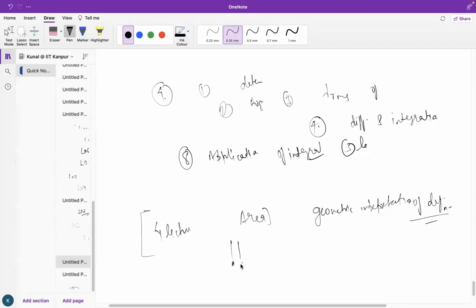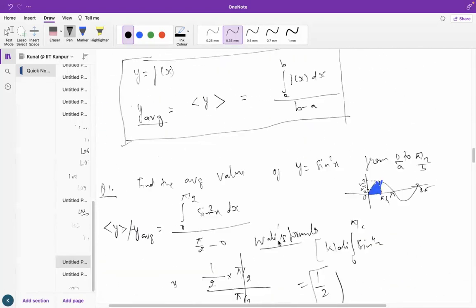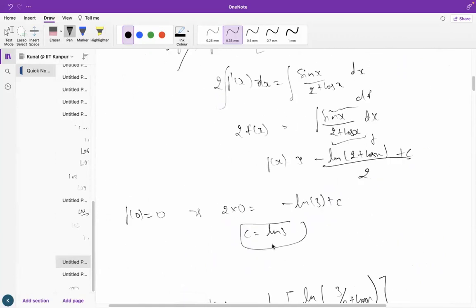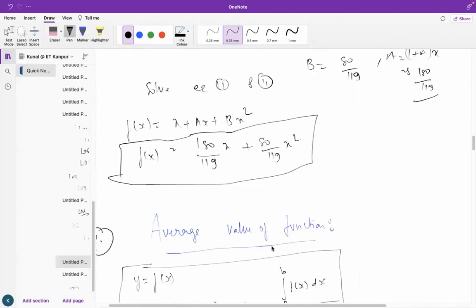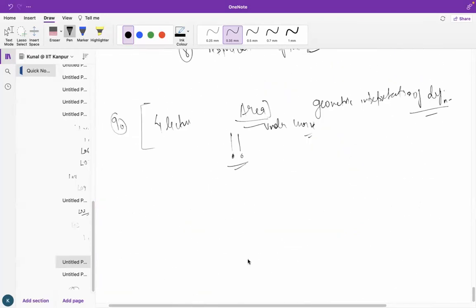So in tomorrow's lecture we are going to start the 9th application of integral, which is area under curve. So we are going to start it tomorrow. So try to revise it and try to solve more and more problems on this so that it will be understandable and clear to you. I hope you'll all understand these things.